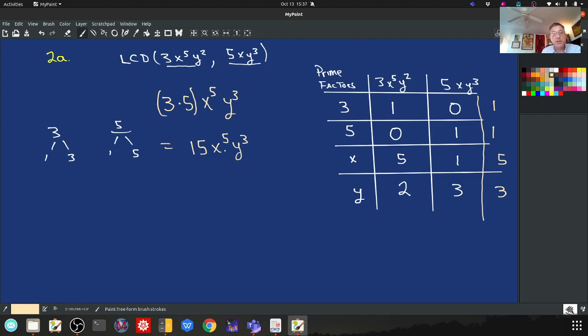So how do I know this is a common denominator? Because it's a common denominator of 3x to the 5th y squared and 5xy cubed, because if I divide 15x to the 5th y to the 3rd by 3x to the 5th y squared, I get a 0 remainder. And ditto if I divide it by 5xy cubed. And it's the least in the sense that the powers on the exponents are the smallest possible powers, and 15 is the smallest possible coefficient.